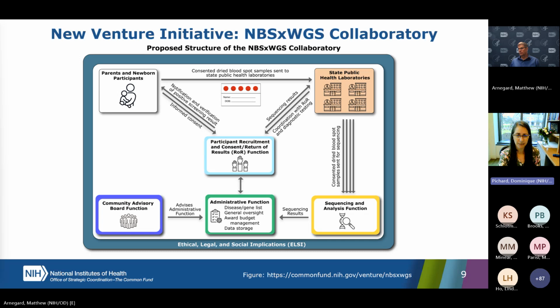And lastly, the sequencing and analysis function, lower right, will determine the target gene list with input from the CAB, and will also run the genome sequencing pipeline for all consented samples, securely store the genomic data during the study so the data can be reinterrogated if the target gene list is optimized during the study, and transfer the derived variant calls to the administrative function or the central coordination core. Next slide, please.